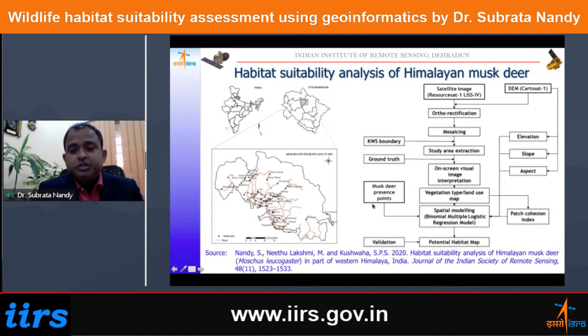So in this case, the dependent variable is the musk deer presence points, and the independent variables are vegetation type land use map, elevation, slope, aspect, and patch cohesion index. Using a binomial multiple logistic regression model, we mapped the potential habitat of the species and validated it with ground points, because around 70% of the presence points were used for modeling, and the remaining 30% were used for validation.